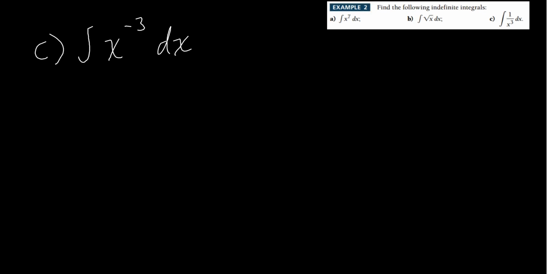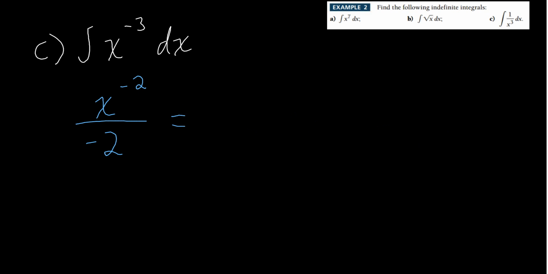So what I have to do, again, is take that negative 3 and go up 1. All right, well, what is negative 3 plus 1? It's going to be negative 2. So it's going to be x to the negative 2 power, and then I'm going to divide this entire problem by negative 2. And yeah, we'll forego the plus c for right now.